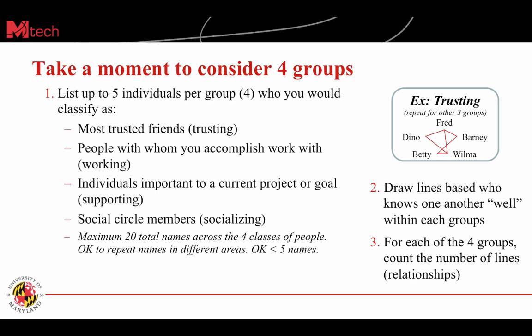Next, for each of the 4 groupings, count the number of lines. The best way to do this is to make a mark on the line to be sure that it's not counted twice. So in this case, I have 1, 2, 3, 4, 5, 6 lines that are present. And again, I would put a tick on the line. That way you know that you are not marking it or counting it twice.